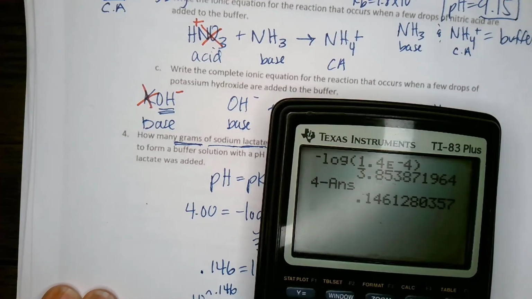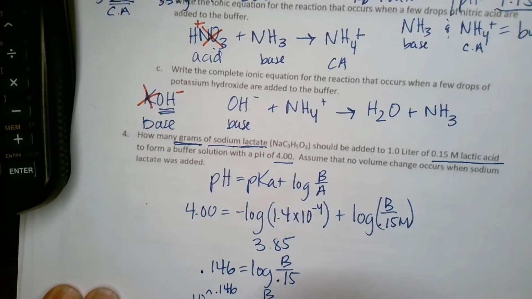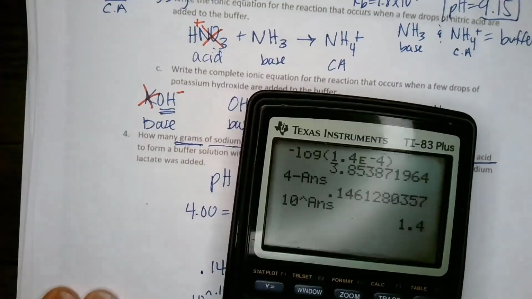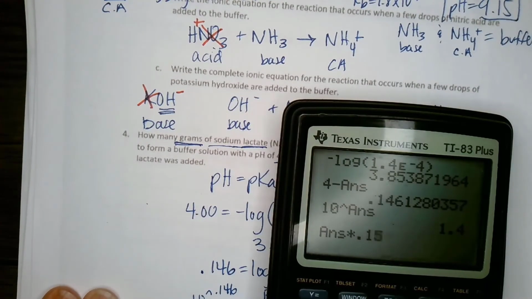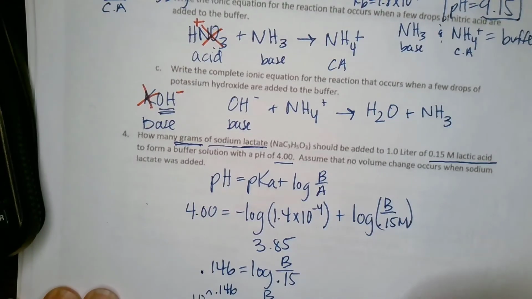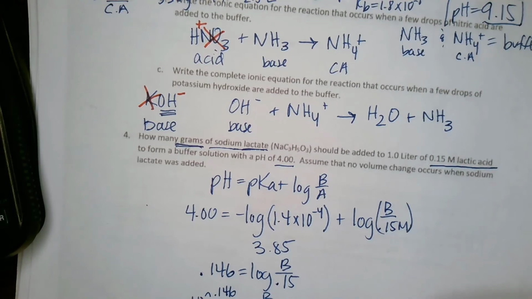So let's plug that in, 10 to the power of my answer, we get 1.4. So we can then say 1.4 is equal to base over 0.15. So now we just need to multiply these two together to get B. So B is equal to 1.4 times 0.15. We get 0.21 molar. Now remember, that is moles per liter. All right, so we still got a little bit of work left to do.